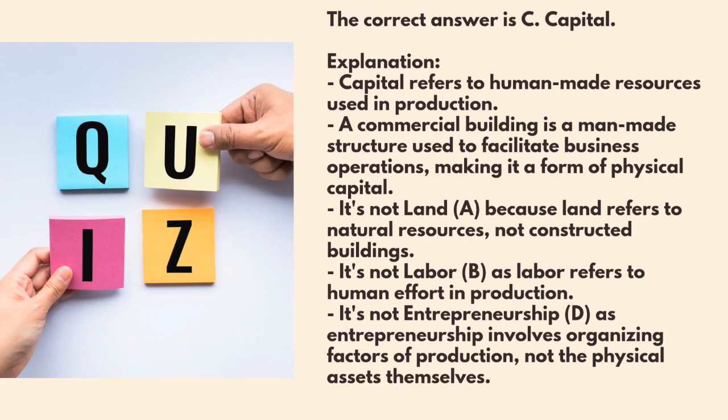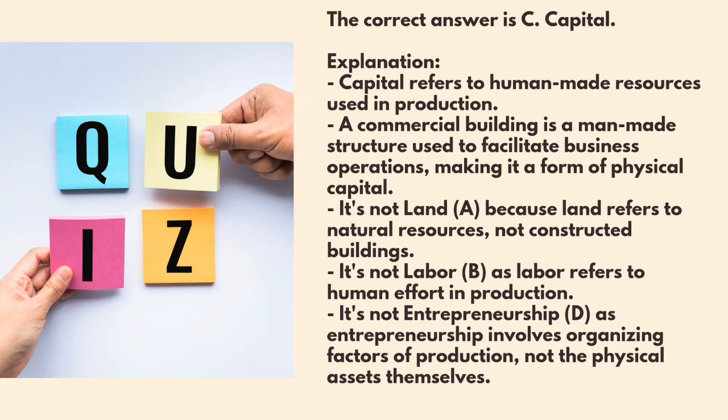Our answer is option C, capital. How come capital is our answer? Explanation: capital refers to human-made resources used in production. A commercial building is a man-made structure used to facilitate business operation, making it a form of physical capital.